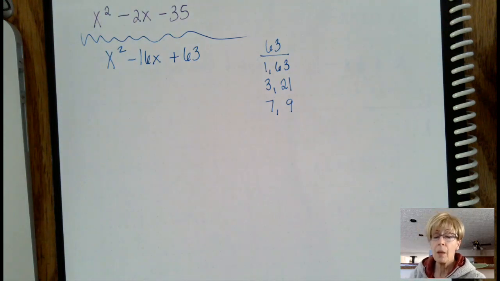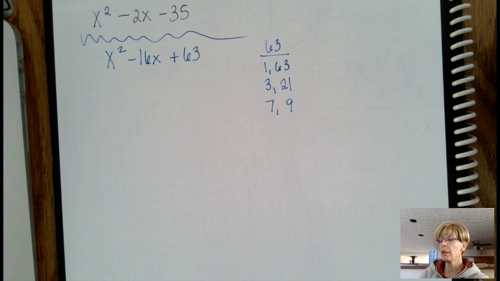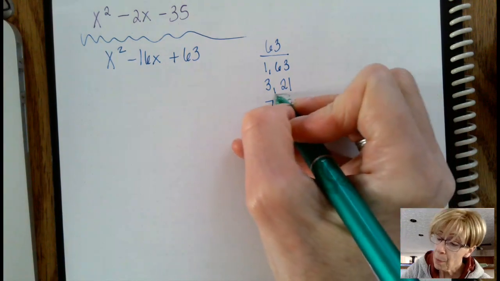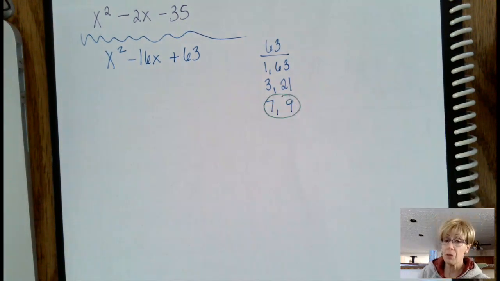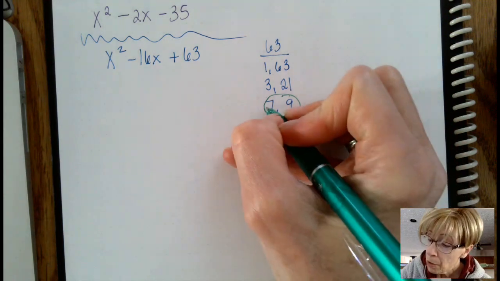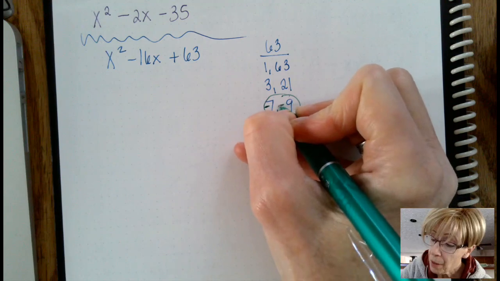And what we're looking for is values that combine to be 16. And the reason that I said the 7 and the 9 is because 7 plus 9 gives us 16. But we really need to have negative 16. So let's make this a negative 7 and a negative 9.